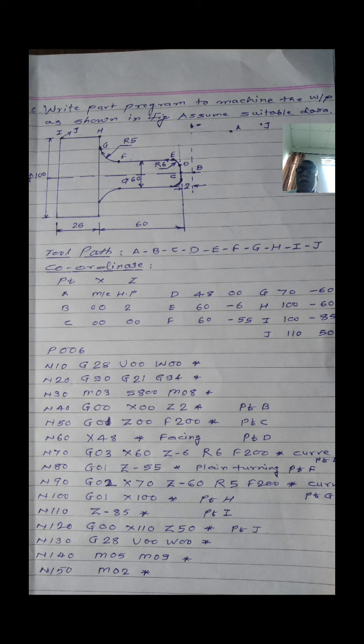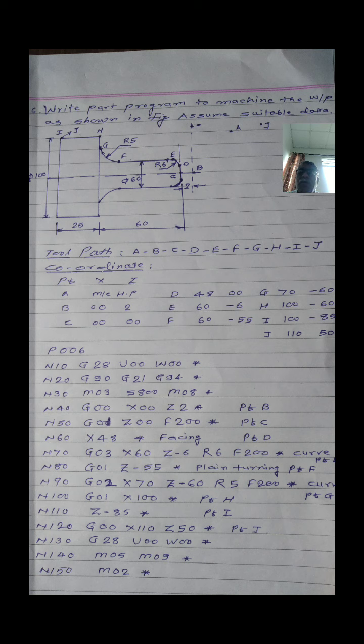Then after completing this operation, you have to move the tool away from the workpiece surface to remove the job safely from the chuck. Therefore in block number N120, you have to mention the coordinates of the point J, X110 and Z50. 50 is now positive. G00, X110, Z50, end of the block. Here you have to use the rapid traverse because there is no machining operation. Your machining operation is completed, you just have to move the tool away from the workpiece. Okay, that is point J.